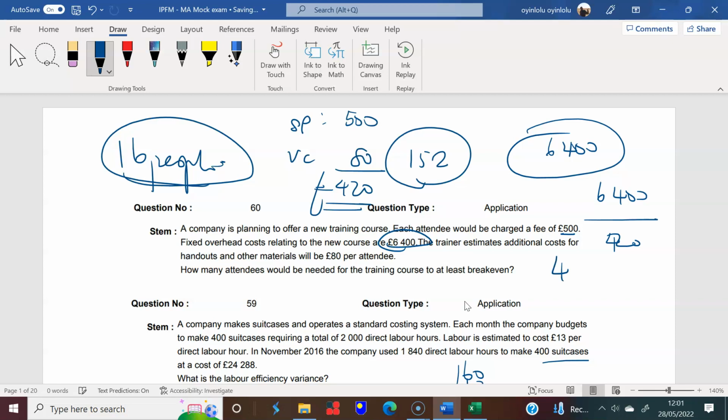So your contribution here is 420. Your contribution is 420. So the question is how many people do we need to turn up so that we receive this amount of money? You have 16 people, you can definitely then cover your fixed costs. So the answer there is 16 people.